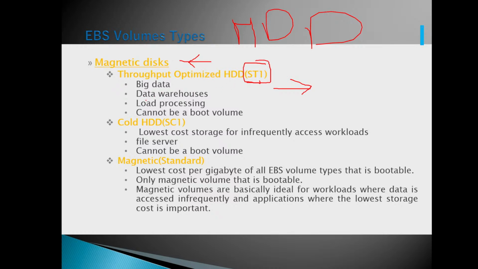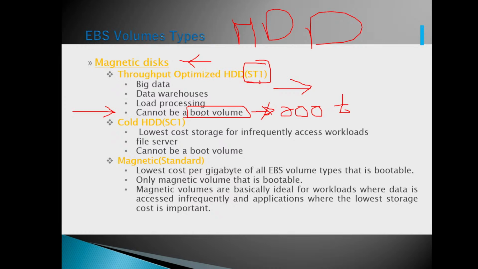Used for big data, data warehousing, data loading, and this cannot be used as a root volume or boot volume. This hard disk cannot be used for installing your OS. They do not support root volume. So you can't select throughput optimized HDD to install your OS. You will not get that option in the console.